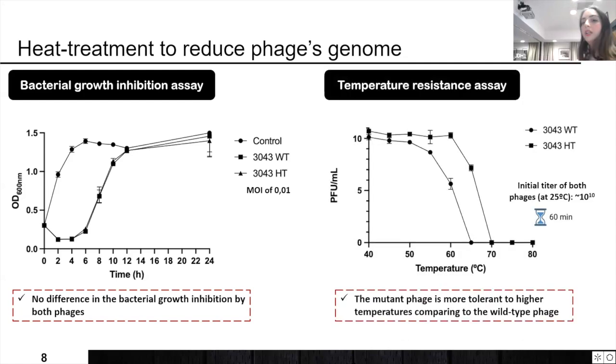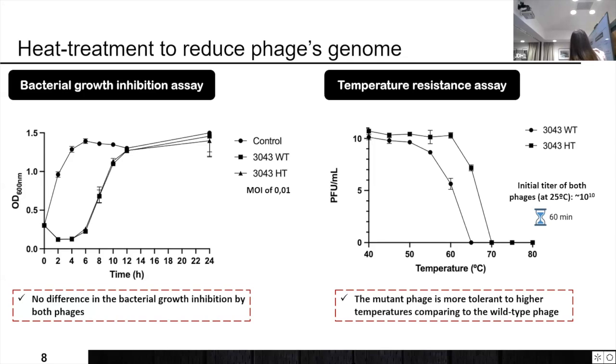So finally, we did a temperature resistance assay where we incubated both phages for 60 minutes at different temperatures, and we used a range from 40 till 80 degrees, and we always started with a very high titer, 10 to the 10th. And so once again, let me guide you through the results. So here in this line with the circles is the wild type phage. And as you can see, when we increase the temperature, it tends to lose titer very quickly, specifically at temperature of 60, where it loses half of its original titer. And at 65, it's killed.